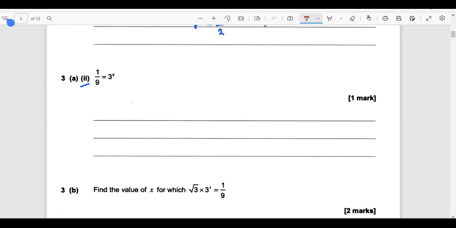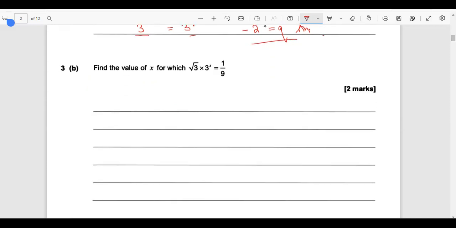Would that be minus 2? Very good. Yes, excellent. So 1 by 9 can be written as 1 by 3 squared, because on the other side we have 3 to the power q. When I take this to the numerator, it would become 3 to the power minus 2 equals 3 to the power q. Bases are same. Powers can be equated. Minus 2 equals q is the answer. Very good. Let's talk about this one.